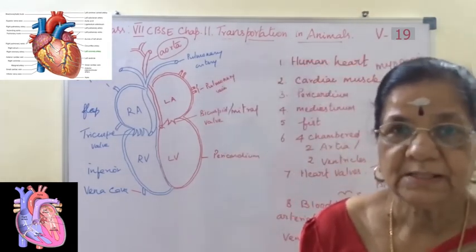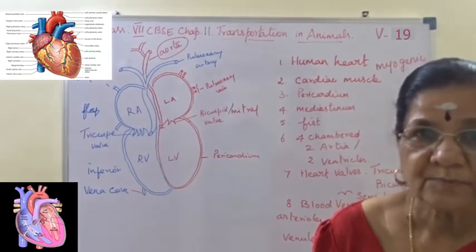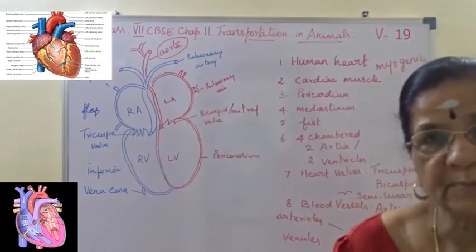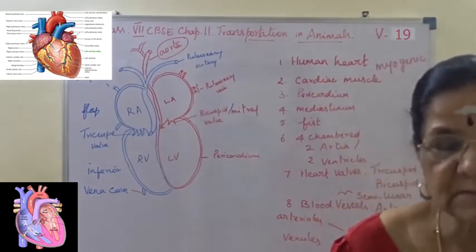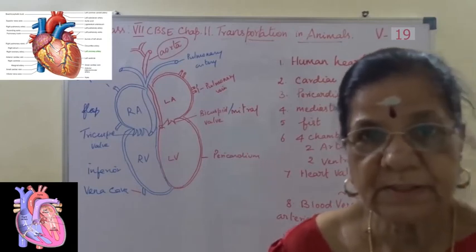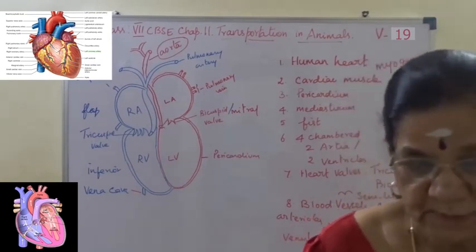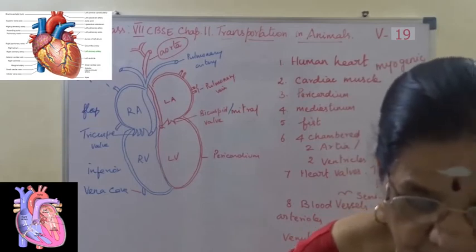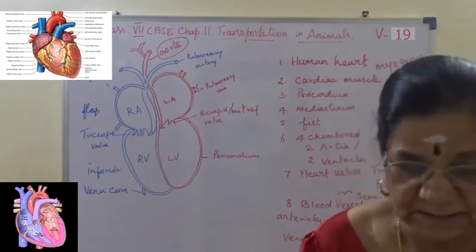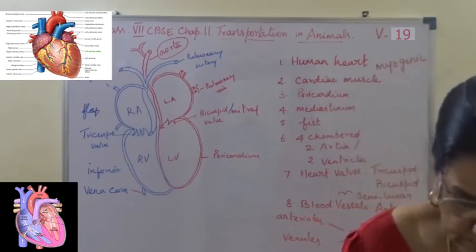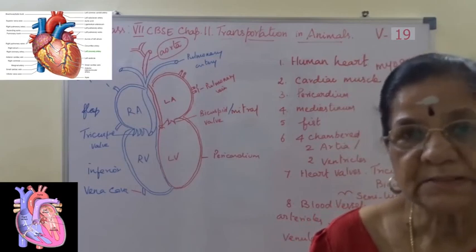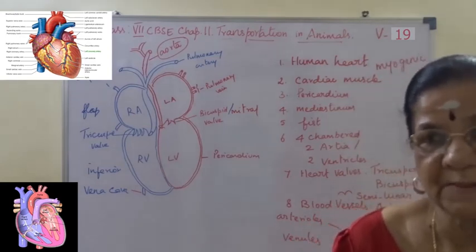I hope you understand. So arteries carry blood from the heart to other organs. They transport oxygenated blood from the heart to different parts of the body, and the wall is thick and elastic, and they are found deep inside the muscles, and there are no valves present in them.